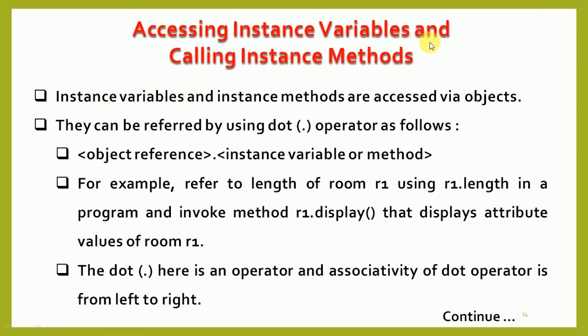Accessing the instance variable and calling the instance method. If you want to access the instance variables and call the different types of methods, the first step is that instance variables and instance methods are accessed via different objects. They can be referred to using the dot operator as follows. This is the syntax: object reference dot instance variable or the method you use.